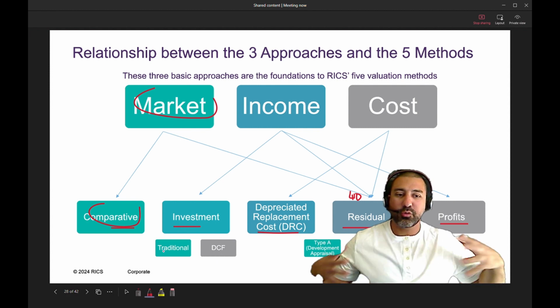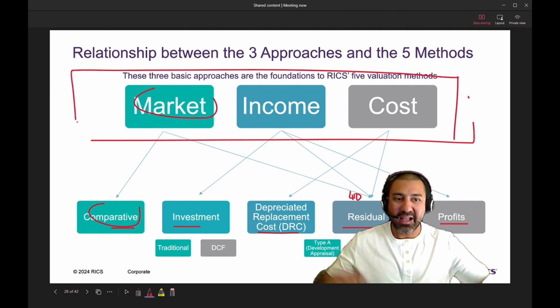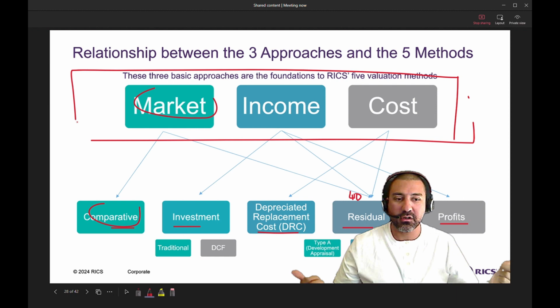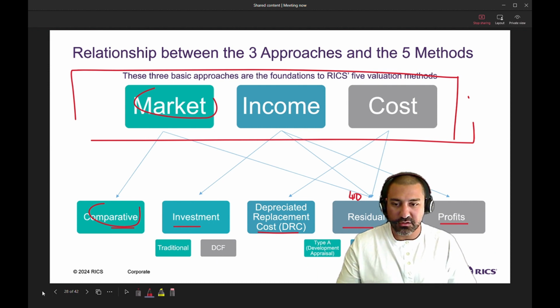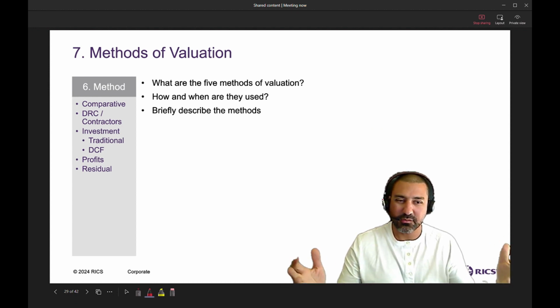So the approach is your attitude. It's the hat that you're wearing. Are you wearing the hat of a trader, the hat of an investor, or the hat of a contractor or developer? And then the methods basically combine those different attitudes in your application of your valuation. So what are the 5 methods of valuation? The comparative transaction method, and DRC, sometimes also referred to as the contractor's method.